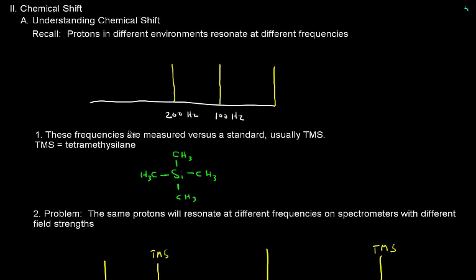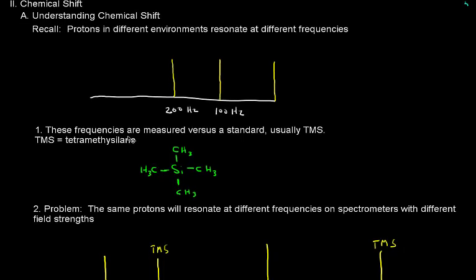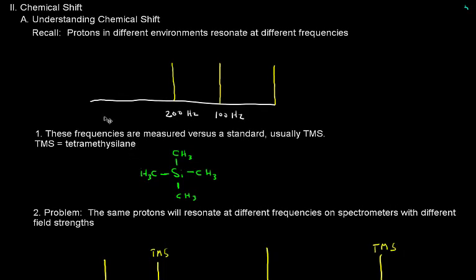Recall from the previous video, and by the way, if you haven't watched the previous video on the theory behind NMR spectroscopy, you should do that first before you watch this one. So recall from that video that protons in different chemical environments resonate at different frequencies. Now, an example of an NMR spectrum is given here.